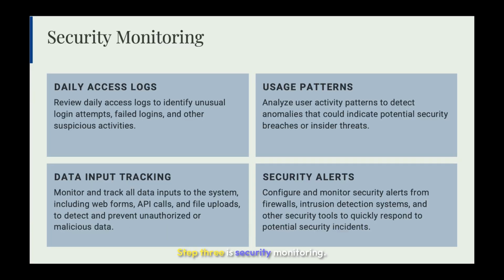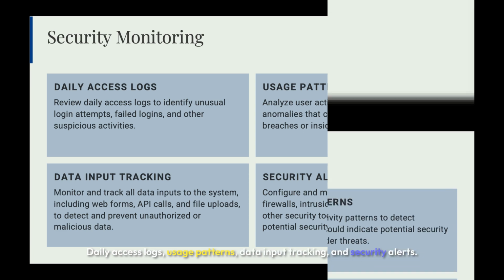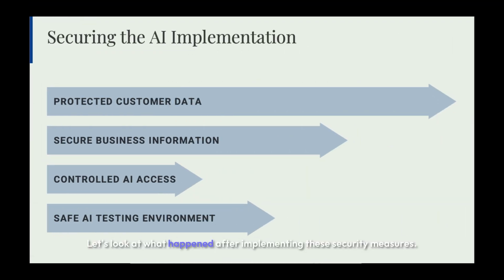Step 3 is security monitoring. For security monitoring, it's good to set up a process monitoring these basic items: daily access logs, usage patterns, data input tracking, and security alerts. Let's look at what happened after implementing these security measures. Anita now has protected customer data, secure business information, controlled AI access, and a safe AI testing environment.